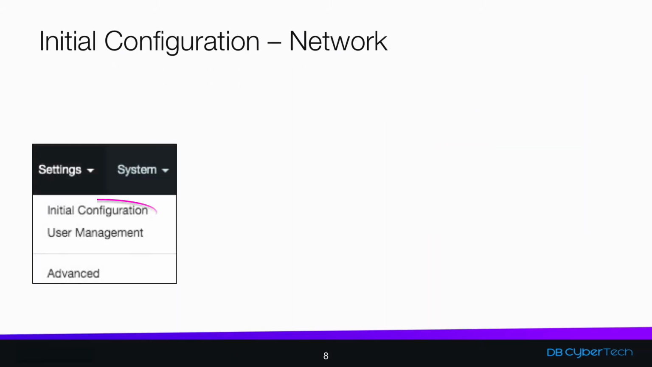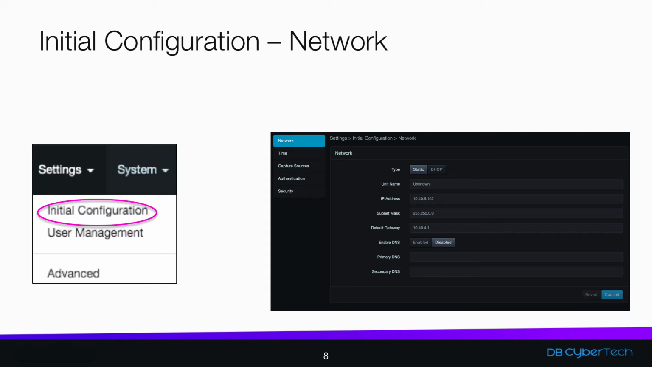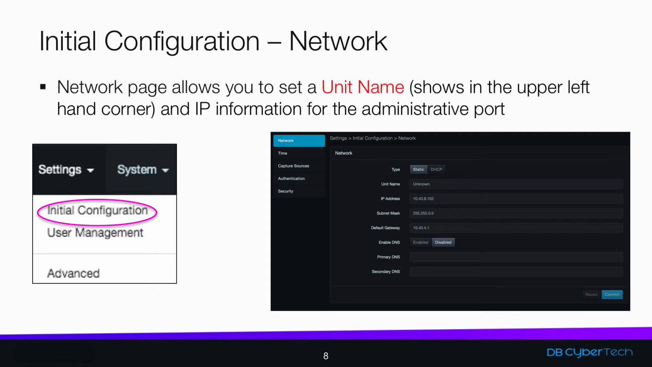We now will look at the initial configuration process, which you can find under the Settings tab. We first will start with the network page. The IP address, netmask, and gateway will already be configured as part of the ISO installation. This page also allows you to assign a unit name for the system as well as DNS servers if desired.